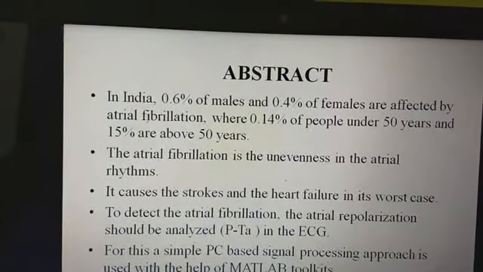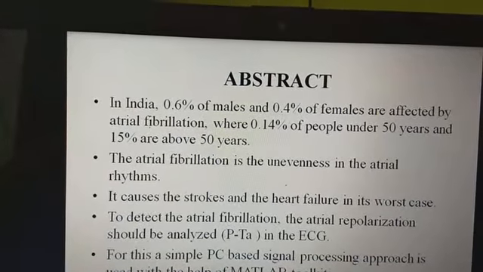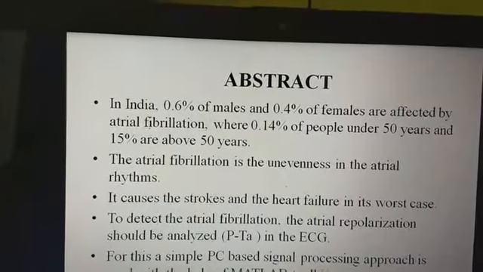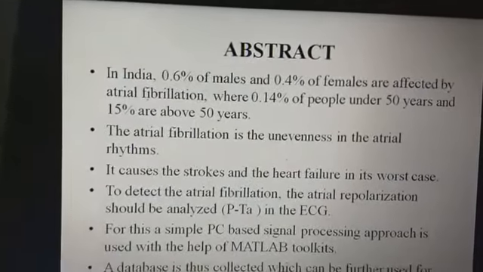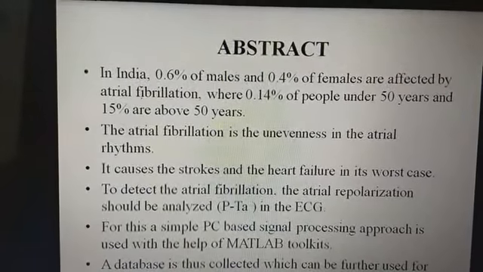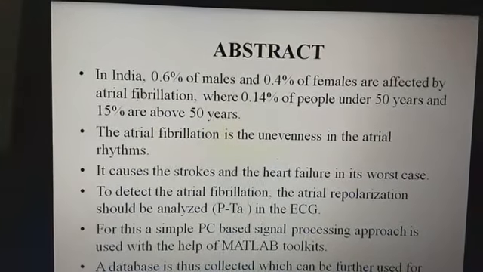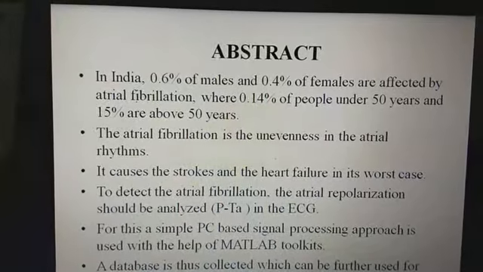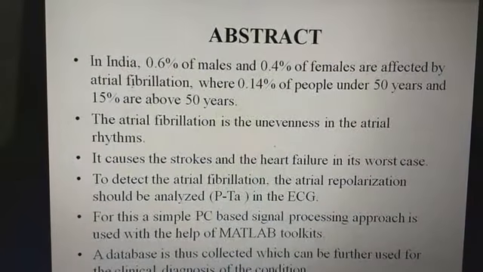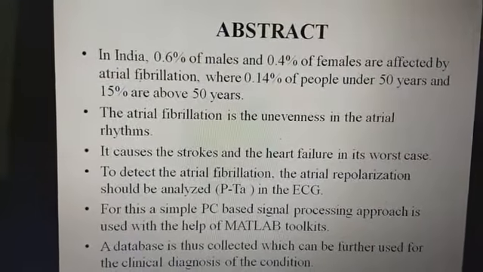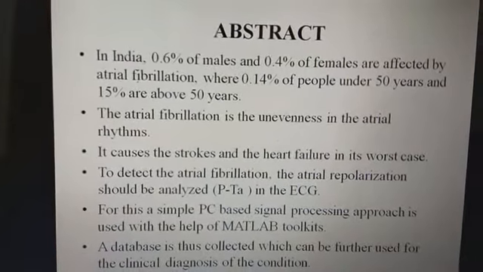To detect the atrial fibrillation, the atrial deposition wave should be analyzed. That is the beta signal in the ECG. So for this, a simple PC-based signal processing approach has been used with the help of MATLAB toolkits. Then the database will be created for the time periods of the beta interval for the clinical diagnosis of the atrial fibrillation condition.